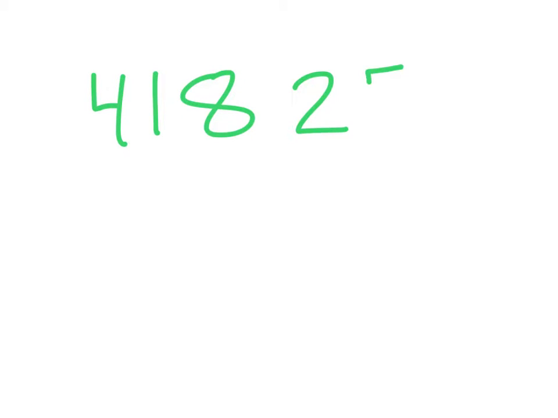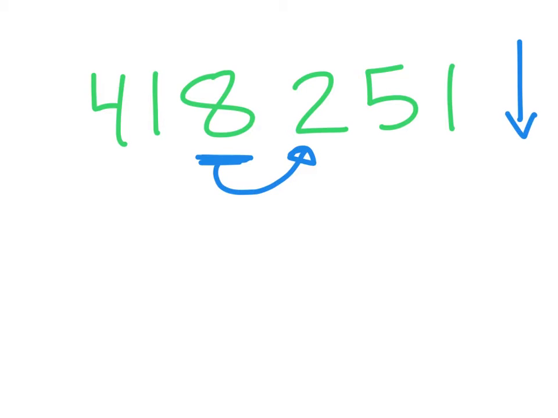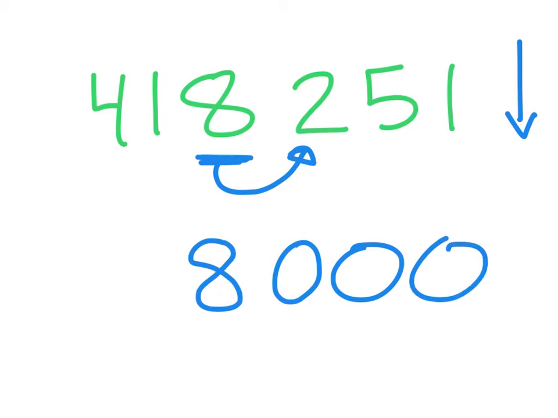Let's do one more example. If I had a number like 418,251, and I'm rounding to the nearest 1,000, I look at my thousands place value, it's an 8. And I look immediately to the right, and it's a 2, so I'm going to be rounding down. So that means that the 8 actually stays the same, it doesn't change, but the 2, 5, and 1 would all become zeros, because rounding to the nearest 1,000 means you should have at least 3 zeros in your answer at the end of the number.